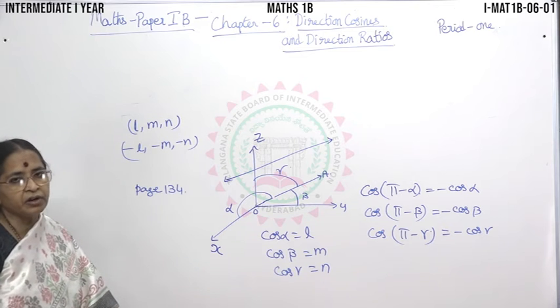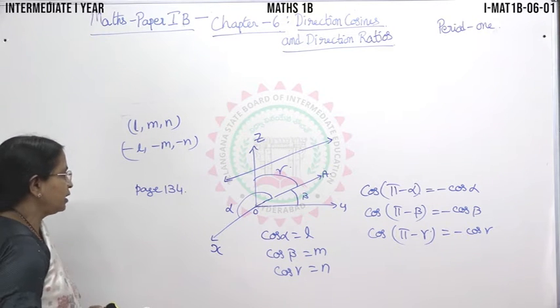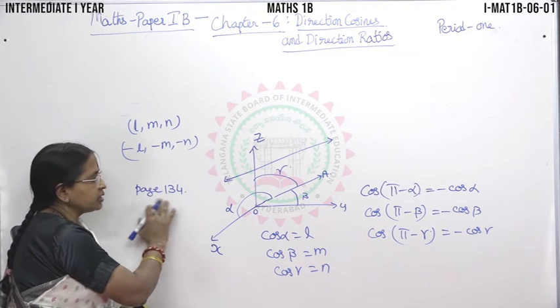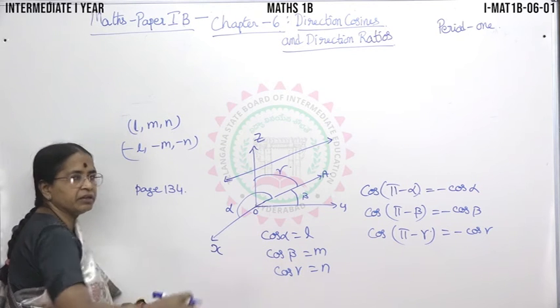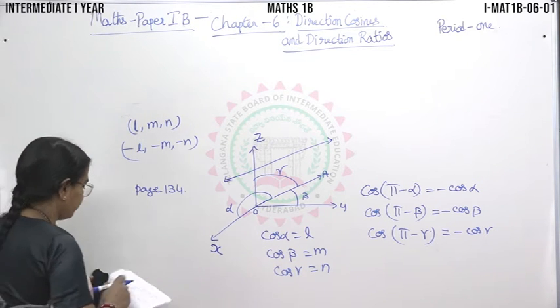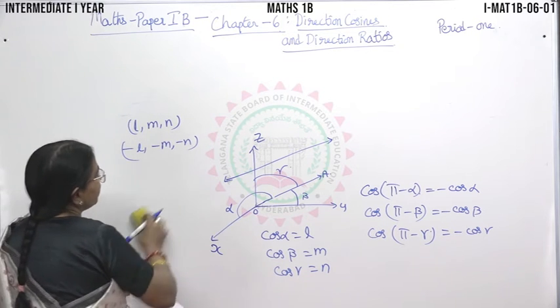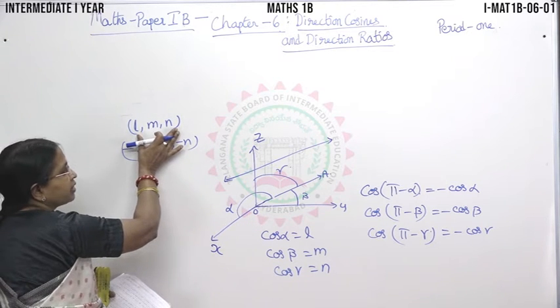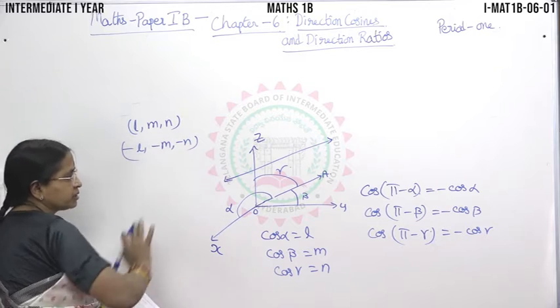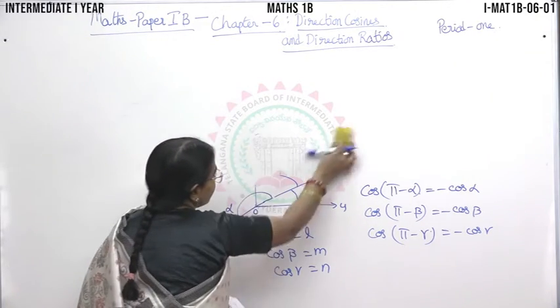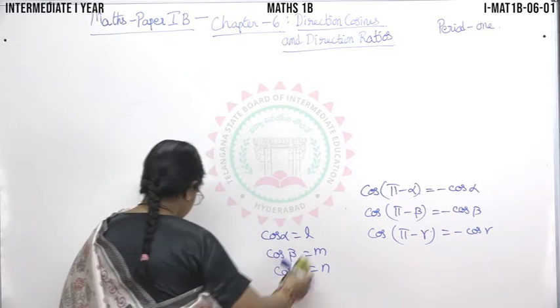Page 134 of the English medium textbook. In Telugu medium, I don't know the exact page number. So you can just go through and read all this. It is given clearly in your textbook. Okay, it is enough if we mention one set of direction cosines. For any straight line, you can take only one set of direction cosines.